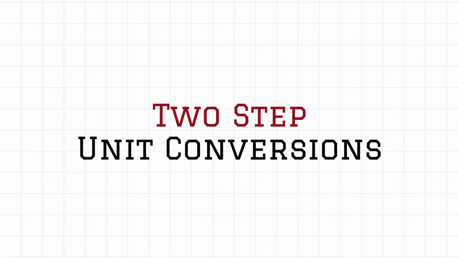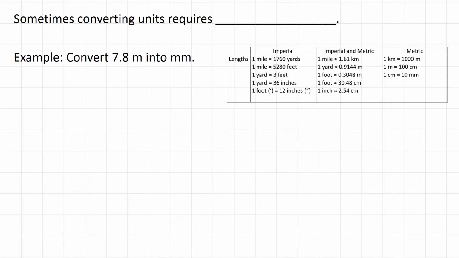Two-step unit conversions. Sometimes converting units requires two steps. And that's because there's not a direct link, at least from the relationships that we have, between two units. So let's start with an example here.